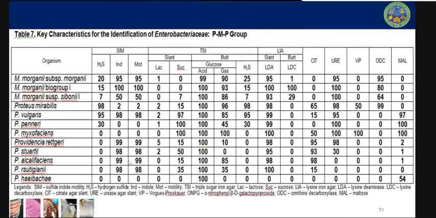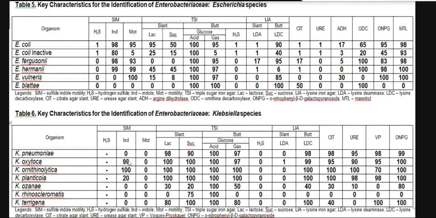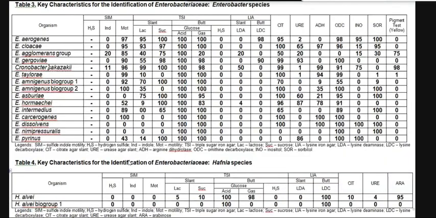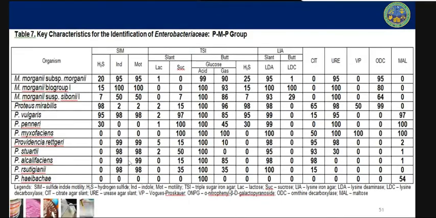And then you have your PMP group. As I have said, the swarming phenomenon is one of the considerations that you will note when you zero in on this type of bacteria. Okay. Let me just go back. All right. So those are the things that you need to consider.